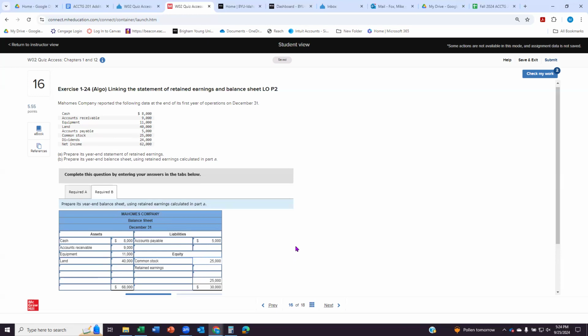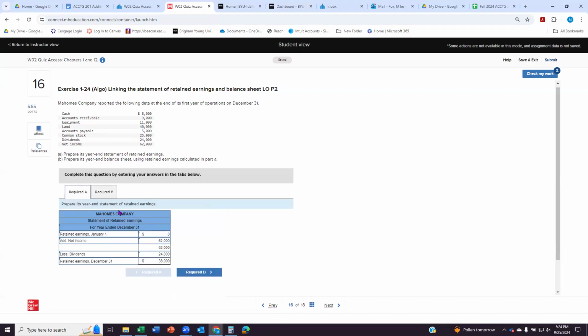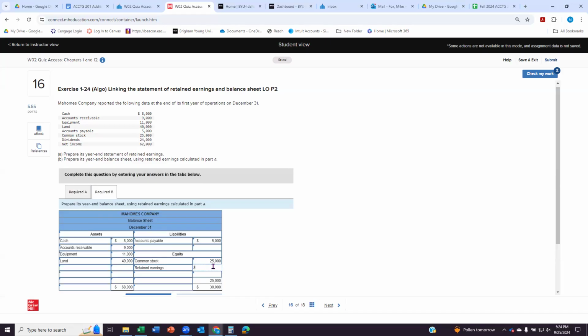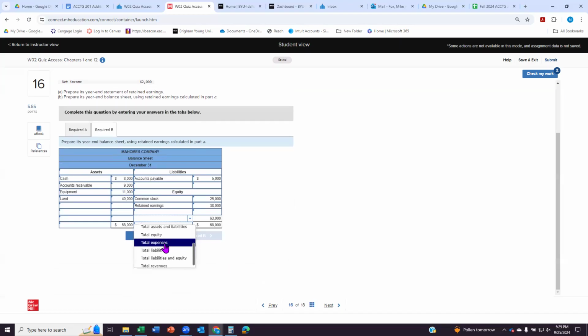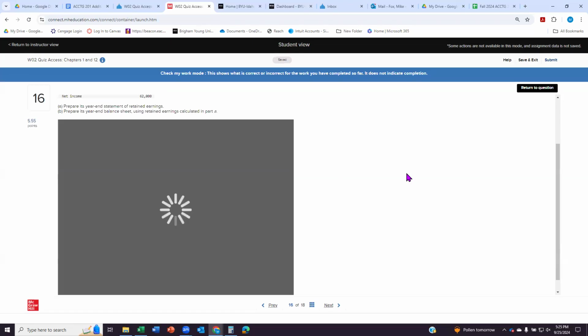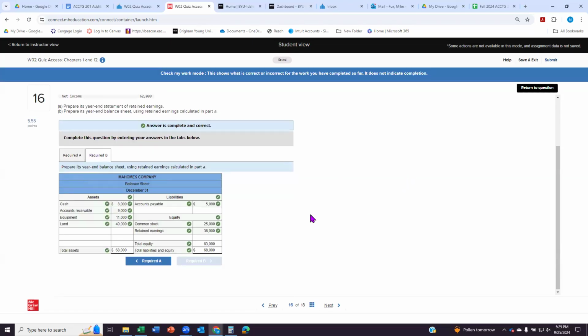And our retained earnings, which I already forgot. I'll have to go back and look. It was 38,000. There we go. We'll probably also want to have a label here, which will be our total equity, and one here, which is our total assets. And then this will be the total of our liabilities and equity. There we go. We can check our work and see that we got them all right.